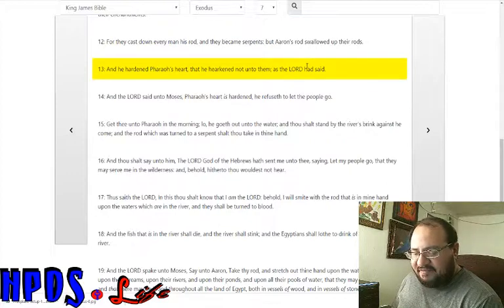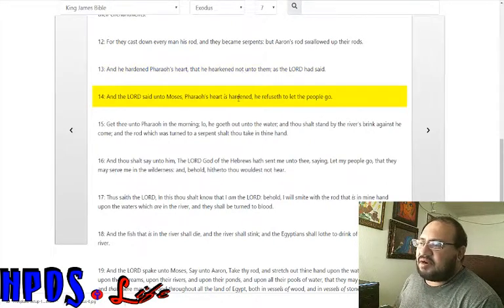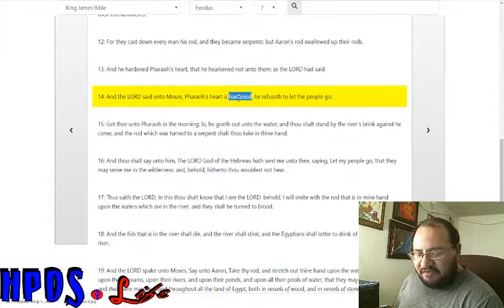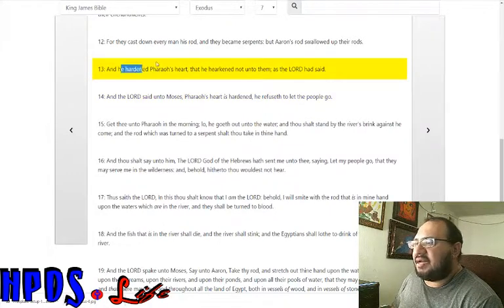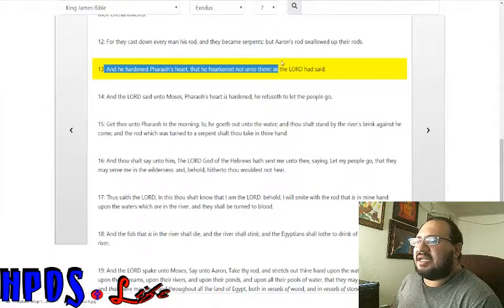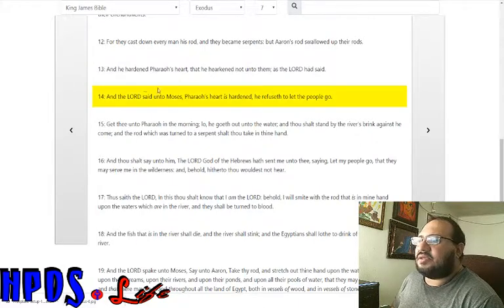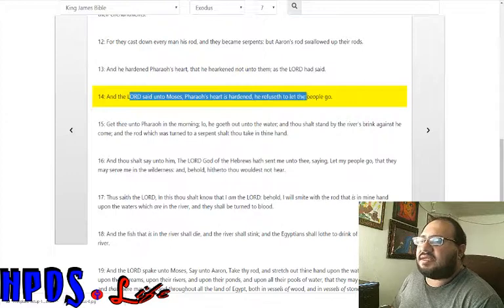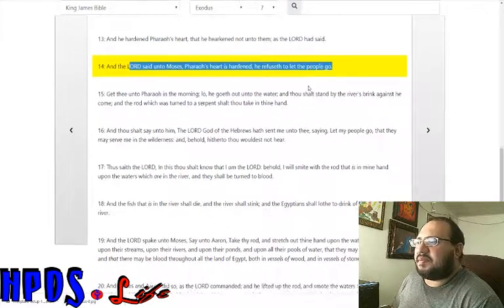That's the staff. Aaron's staff becomes a serpent. And then the rest of the chapter, starting with 14, is devoted to this first plague. So Moses, it's very straightforward. God is telling them, look, Pharaoh's not listening, just like I told you he wasn't going to listen. So now I'm going to begin to force him. And Lord, Pharaoh's heart is hardened. He refuses to let the people go.